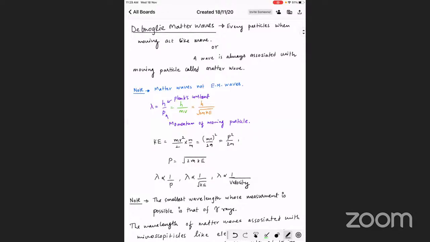De Broglie ने ये बोल दिया without any experiment. Understood बच्चों? De Broglie said this without doing any experiment. Okay. अब हम इसकी कुछ बारीकियां समझते हैं. ठीक है?